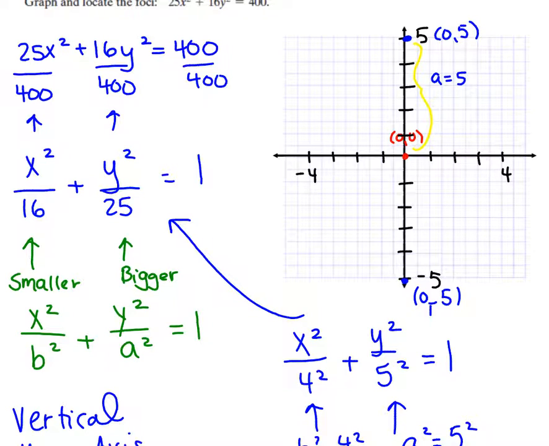Our minor axis, we start at the center. Our B value is 4. So we're going to go 4 to the right, 4 to the left. This distance here, B equals 4. Minor axis length is twice B, so 8. Now we're set to go ahead and graph our ellipse. We have our 4 points.